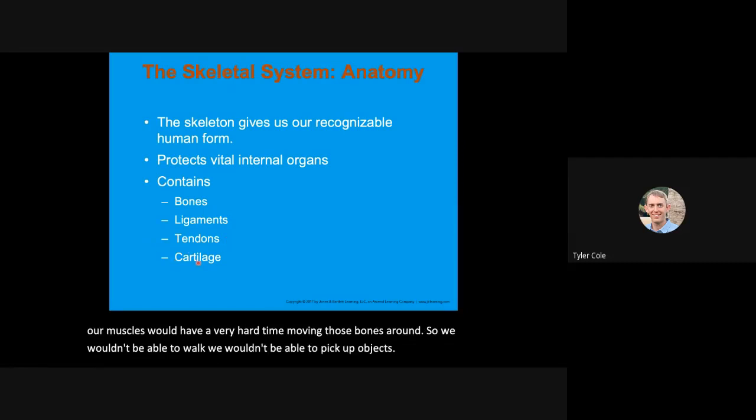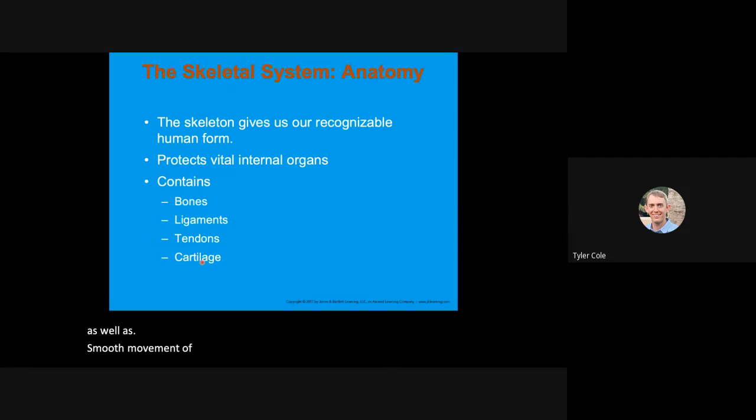Then we have cartilage, which is a smooth connective tissue that covers the ends of the bones at locations of mobile joints. So for example, your elbow. The ends of those bones have cartilage on it, and that provides cushion for the joint, as well as smooth movement of the joint. So if the cartilage didn't exist, our bones would grind across each other, which is not necessarily the most comfortable.